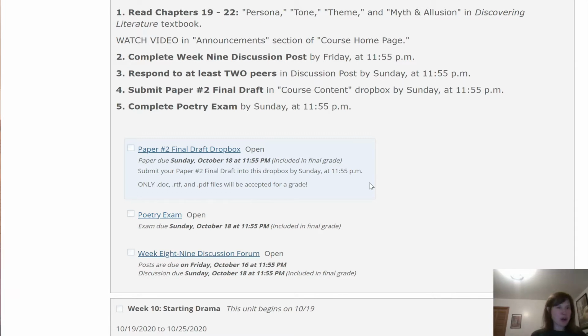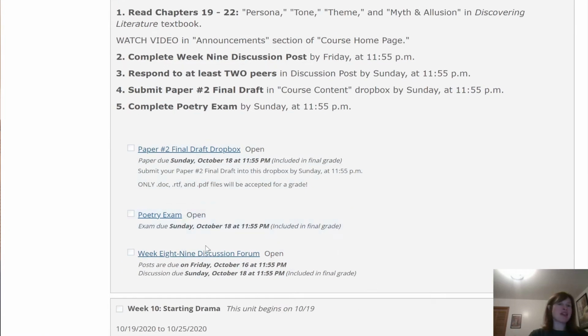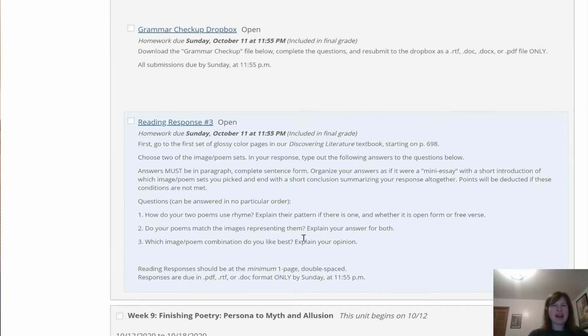The way this semester works, usually we have our grammar checkup and everything after this point, after we turn in paper 2 and after we do our exam. But the way that we started late this semester, midterms fell a week early. So that's why your final draft will be due next week, October 18th, and the poetry exam and our discussion forum will be next week in week 9 as well. So that's why it's a little bit different than normal.